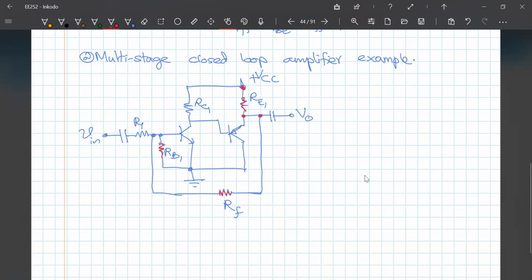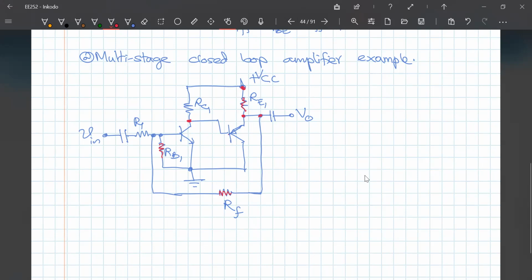So therefore, the voltage at the base will increase, and the increase of that voltage will increase the current through the first stage, and the increase in the current will reduce the voltage at the collector, right? Because the voltage drop across RC1 will be greater, so the voltage across the second stage will be less, and therefore the output will be reduced. So when you reduce the output, it will come to that. So this is the feedback mechanism.